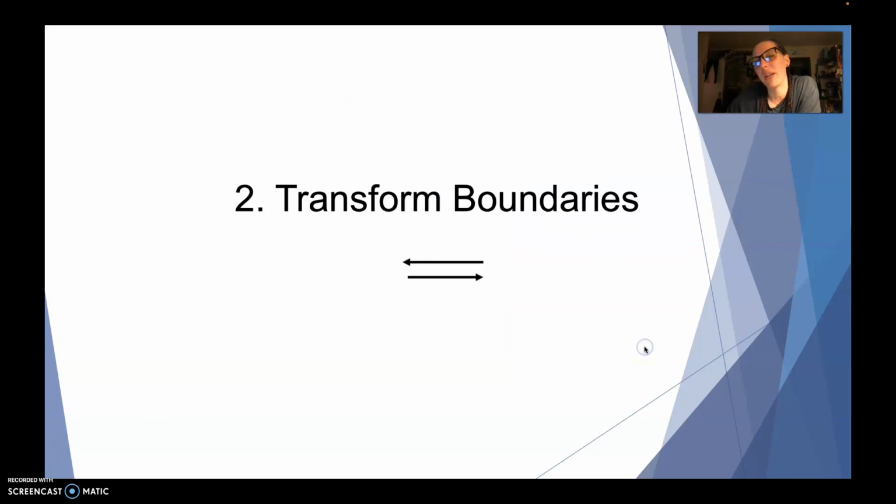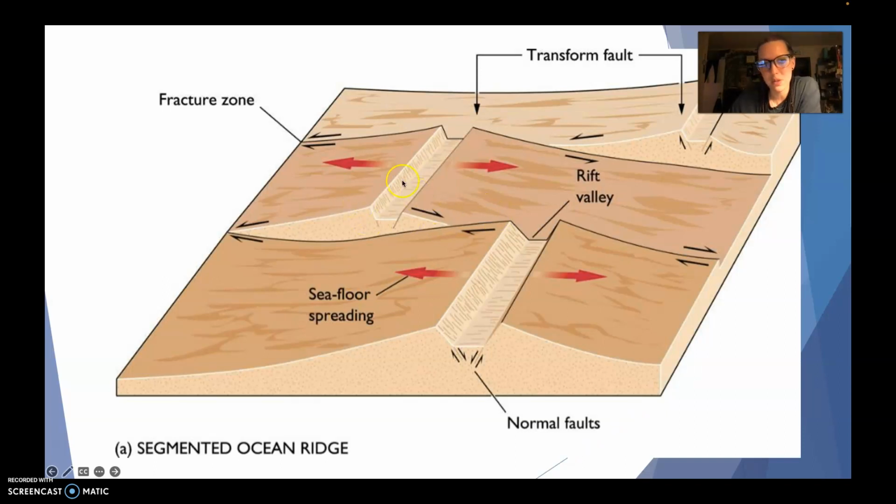Next, I want to consider transform boundaries, so that side to side movement. And like I said just a few moments ago, we can see transform boundaries at divergent boundaries as well. So if there wasn't this side to side movement, we would see a straight line occurring here, but it looks very, very jagged, right? There's this sort of fracture zone that occurs here.